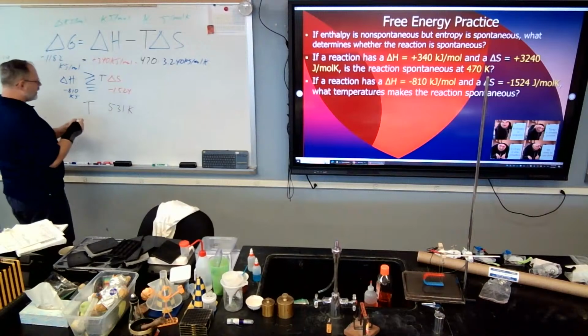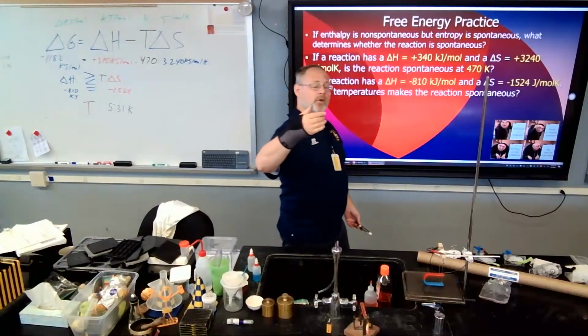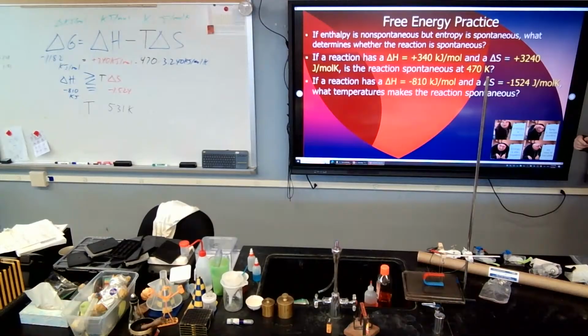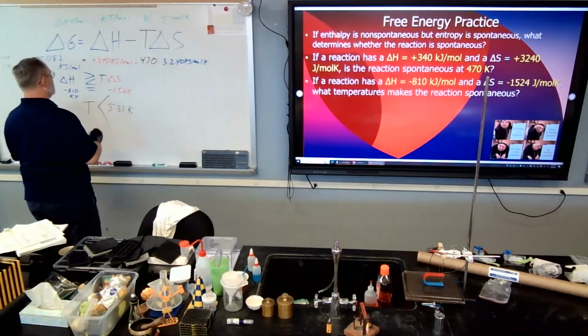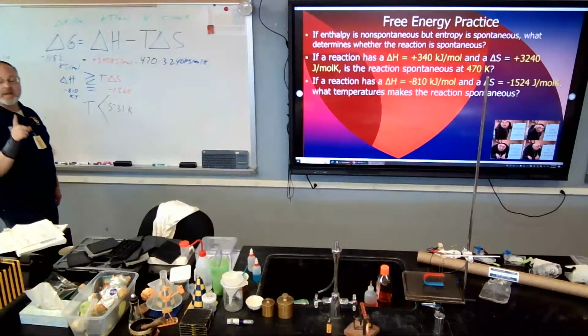531 Kelvin. Now we have to know what should go here. Is it all temperatures above 531 or all temperatures below 531? Look at our numbers. We have an enthalpy that is thermodynamically favored and an entropy that is thermodynamically unfavored. So do we want the entropy term to get larger or smaller? Smaller. So it's all temperatures below 531.